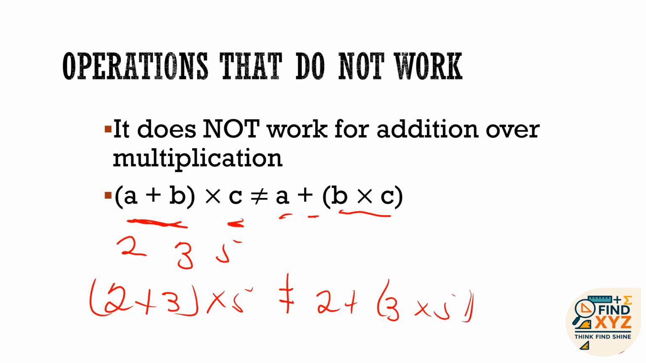Now let's see. What is 2 plus 3 on this side? This will give us 5 times 5, which will give us 25. Then 3 times 5 will give us 15. 15 plus 2 will give us 17. So 25 is definitely not equal to 17. So please, the opposite of this property does not hold. It is multiplication over addition or subtraction, not addition over multiplication. So be very careful. Be very, very careful.